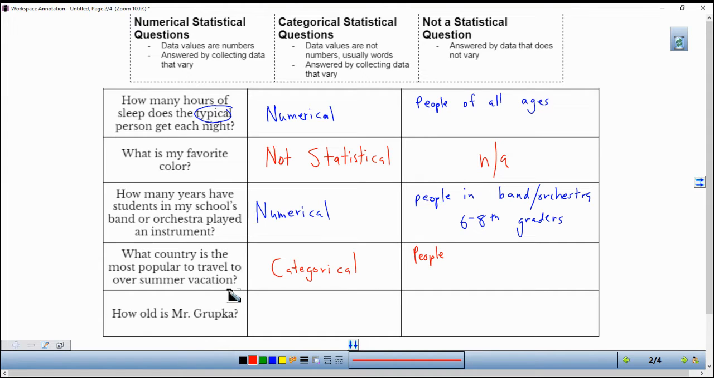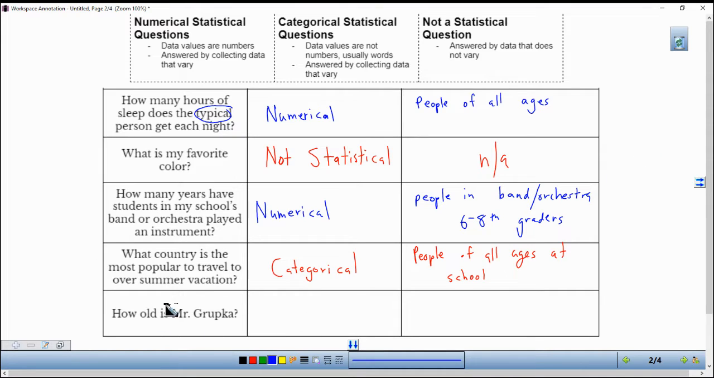Well, this is talking about summer vacation. So people of all ages at school. So you might ask teachers, you might ask students, but people outside of school might not have a summer vacation. So their answer might be different. So we want to ask people of all ages at school what they do over summer break.